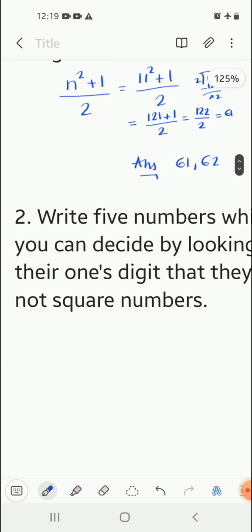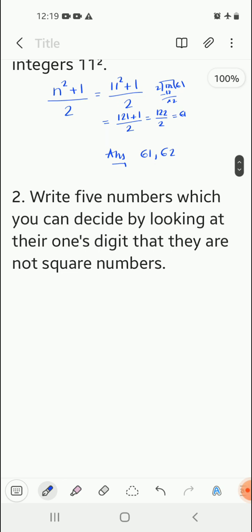Now moving on, number 2. Write 5 numbers which you can decide by looking at their ones digit that they are not square numbers. So we have to find any 5 numbers, without actually calculating, and say that they are not a square of any number.